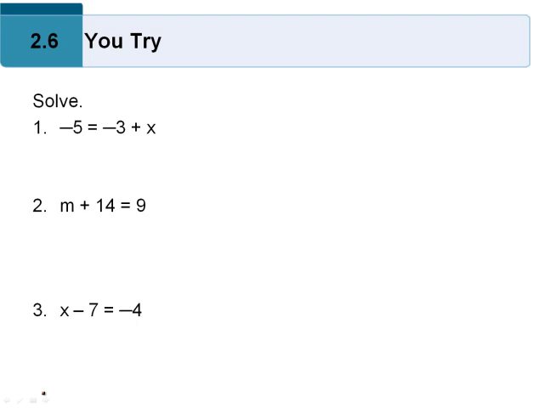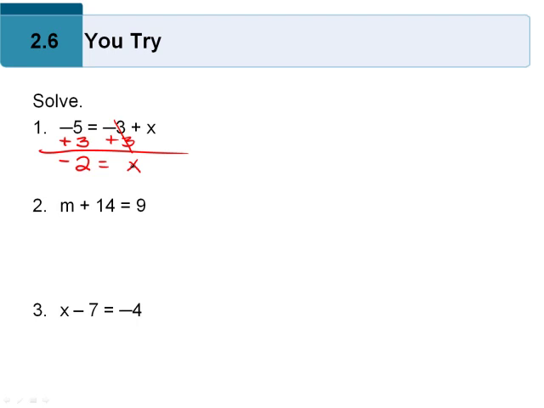So here's number 1. Negative 5 equals negative 3 plus x. The number that's on the same side with the x is the negative 3. So I need to get rid of it by adding 3 to both sides. I'm going to add 3. So negative 5 plus 3, you have to subtract there. You get negative 2 equals, the 3's cancel, and we just have x. Okay, so x is negative 2.